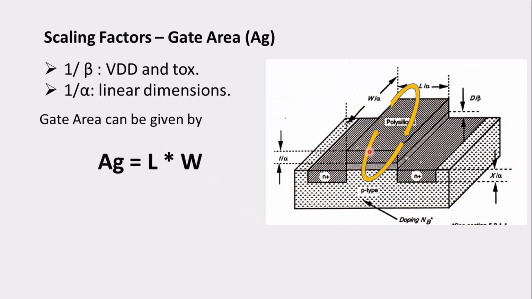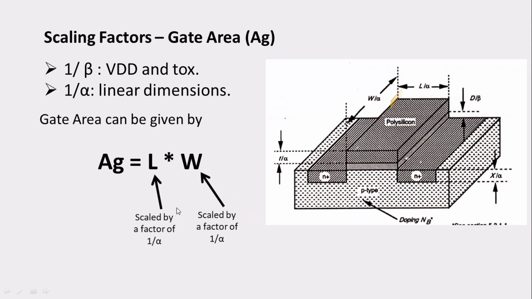As we all know, the scaling factor for length is 1 by alpha. The scaling factor for width is 1 by alpha. When these are multiplied, the scaling factor will be 1 by alpha square. So the scaling factor for gate area will be 1 by alpha square.